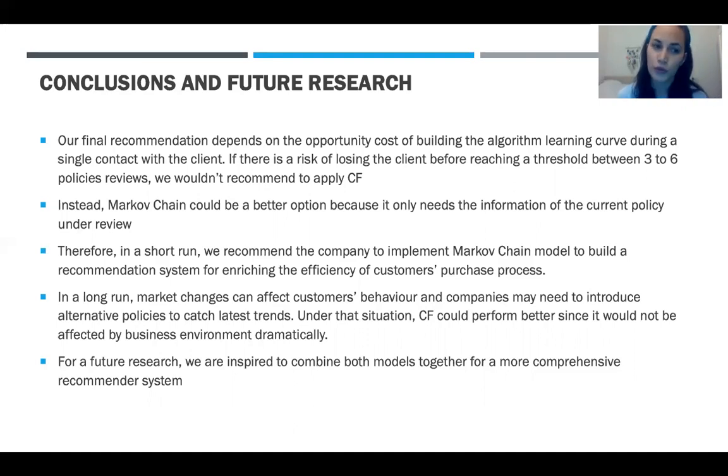So to conclude, in the short run, we would recommend for the company to implement the Markov Chain model, but in the long run, in these turbulent markets, we would definitely think that a CF model can give better results. And for future research, we would try to find a way to combine both models together for a more comprehensive recommender system.